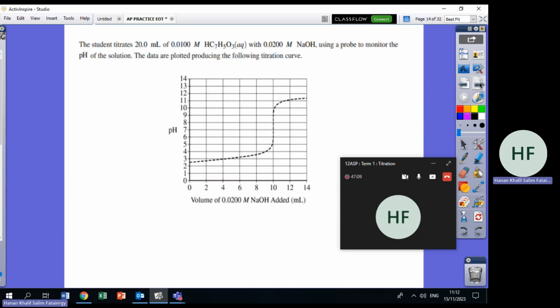Okay, another question. Now a student titrates 20 milliliters of weak acid. Before we start, can you tell me what is the analyte and what is the titrant? Since we are starting from the bottom, this means that I'm titrating the acid with a base. Of course, this is the analyte, because it looks like the letter A, and this is the titrant.